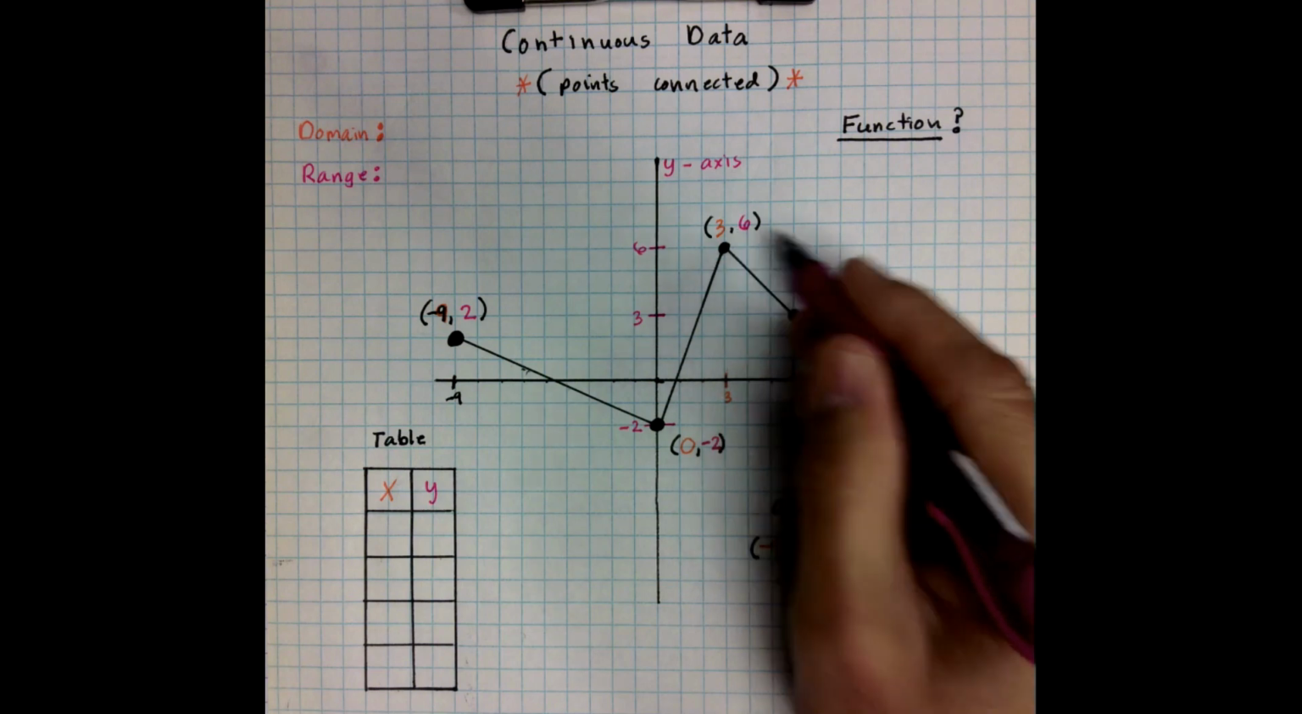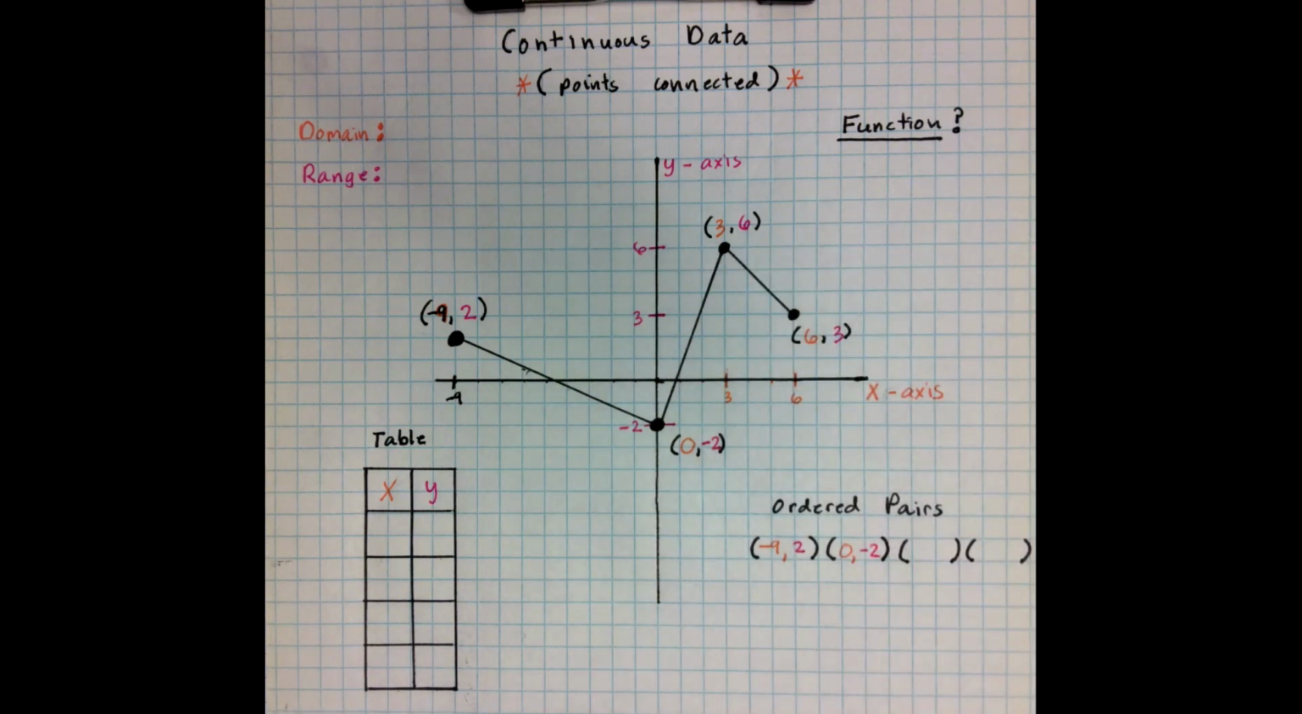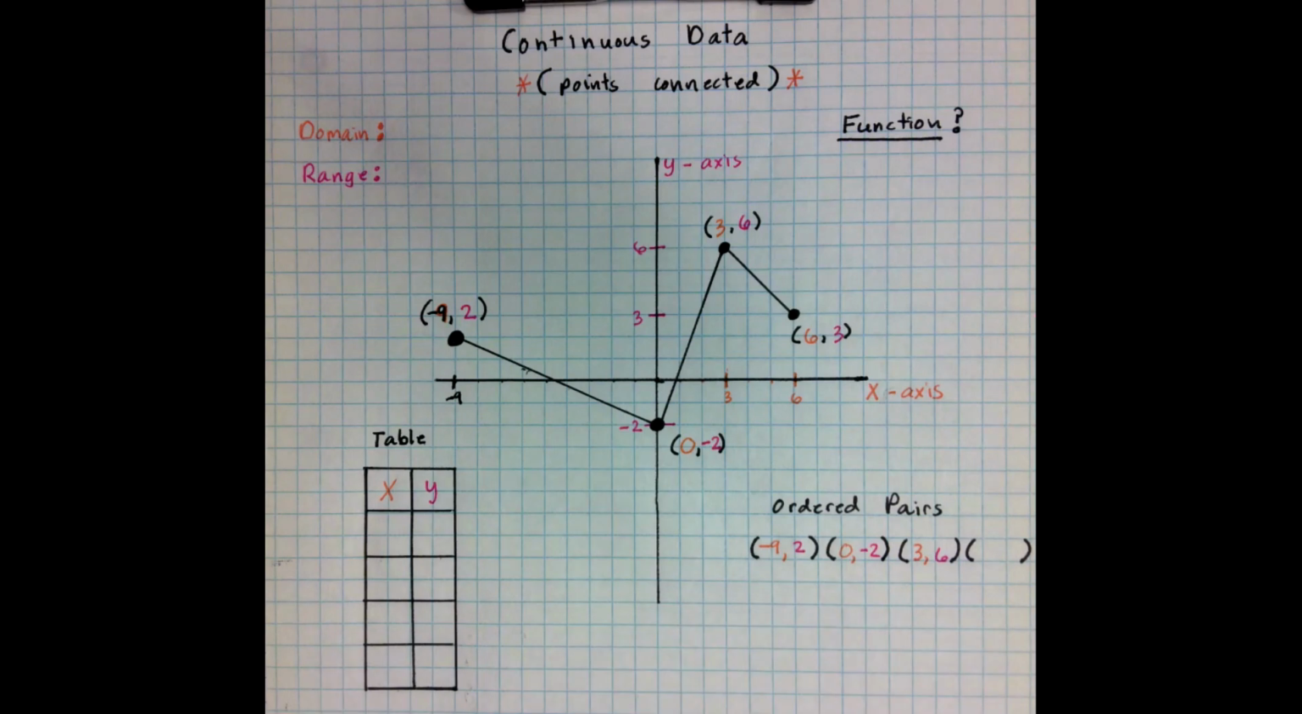And then we had 3, 6. So I'm going to go ahead and put my 3, comma, 6. And the final one, we had 6, 3. So I'm going to put 6, 3. So there's our ordered pairs.